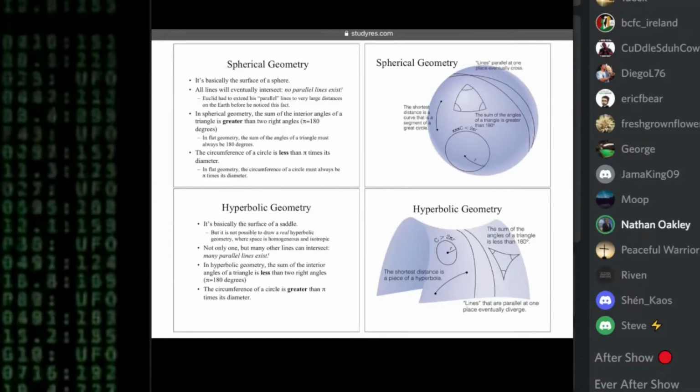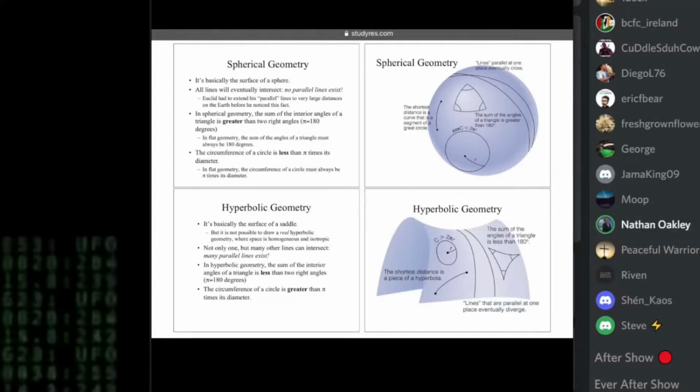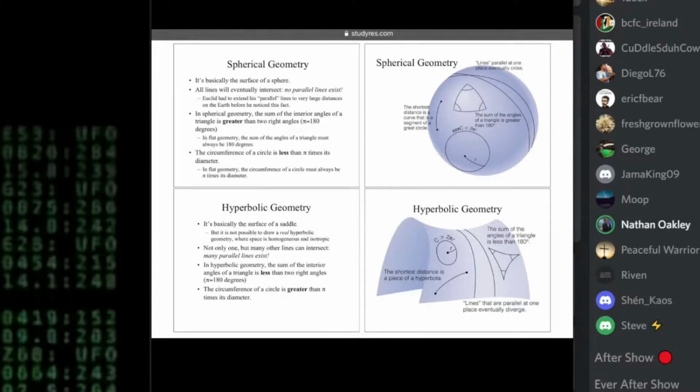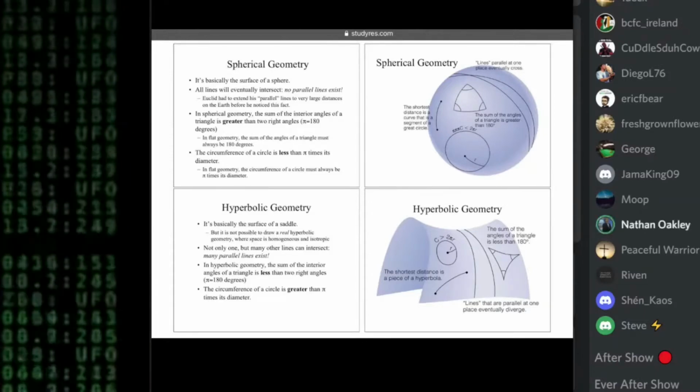In spherical geometry, the sum of the interior angles of a triangle is greater than two right angles, pi equals 180 degrees. In flat geometry, which is Euclidean geometry, the sum of the angles of the triangle must always be 180 degrees. The circumference of a circle, this is another point here too, is less than pi times the diameter. That's in spherical geometry. In flat geometry, the circumference of a circle must always be pi times the diameter.